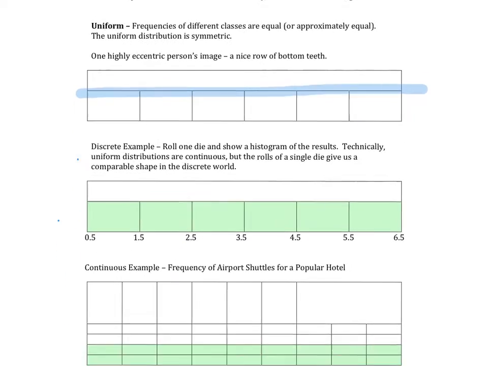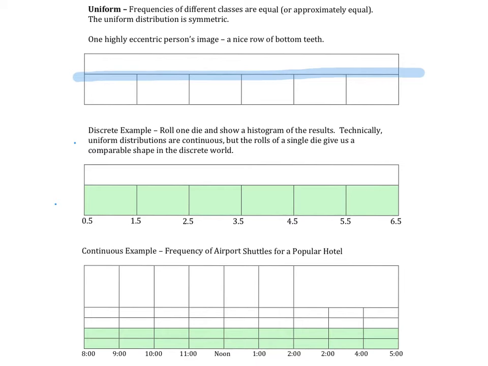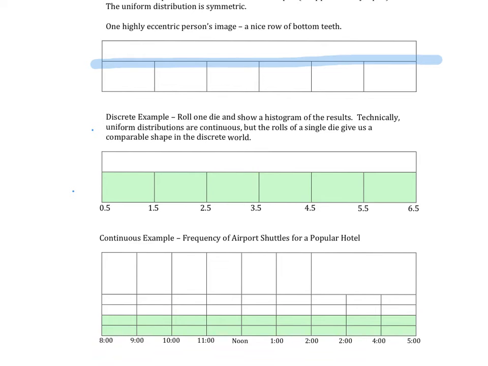An example of that would be rolling die. A discrete example would be rolling one die and the results. Since the probability of rolling any one of the 6 numbers on a standard die is equal, 1/6, if you rolled that die many, many times, then the frequency of 1s, 2s, 3s, 4s, 5s, and 6s would be the same. And you would get a uniform distribution of the results of rolling one die. And that's what you see in this second example here in green. So these would be 1s, 2s, 3s, 4s, 5s, 6s.